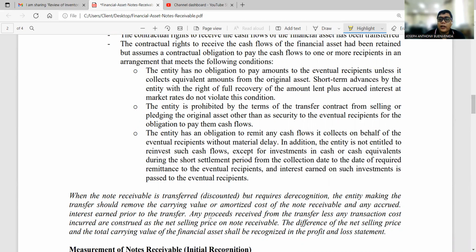When the note receivable is transferred and qualifies for derecognition, the entity making the transfer should remove the carrying amount or amortized cost of the notes receivable and any accrued interest earned prior to the transfer. Any proceeds received from the transfer, less any transaction costs incurred, are construed as the net selling price of the notes receivable. Later, we will illustrate it one by one.